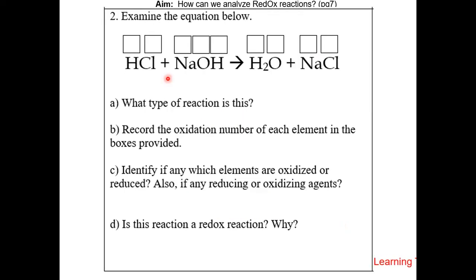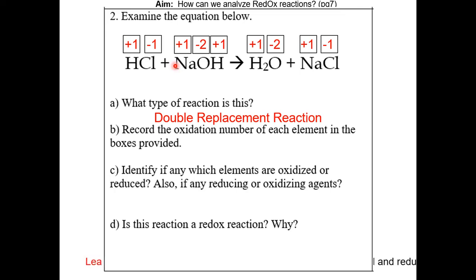For question 2, we have a double replacement reaction. From the previous slide, we know double replacement reactions are not redox reactions. Let's prove it. Let's first record the oxidation number of each element. As you can see, there is no oxidation or reduction occurring in this reaction because the oxidation number of each element is not changing when it goes from reactants to products.